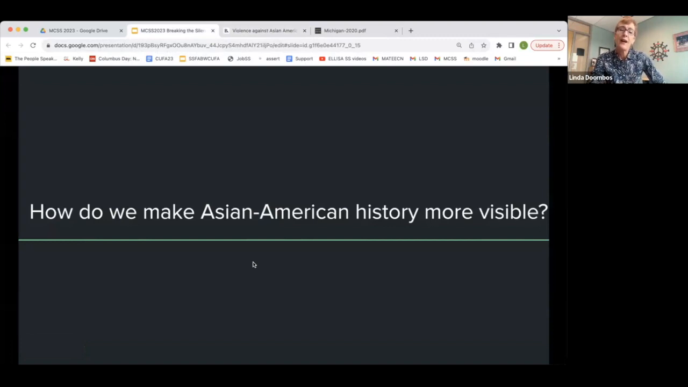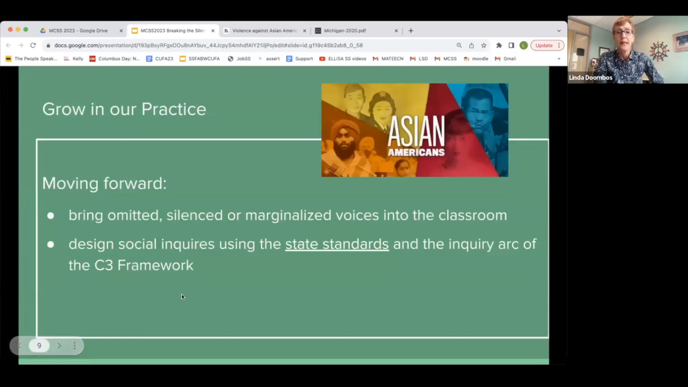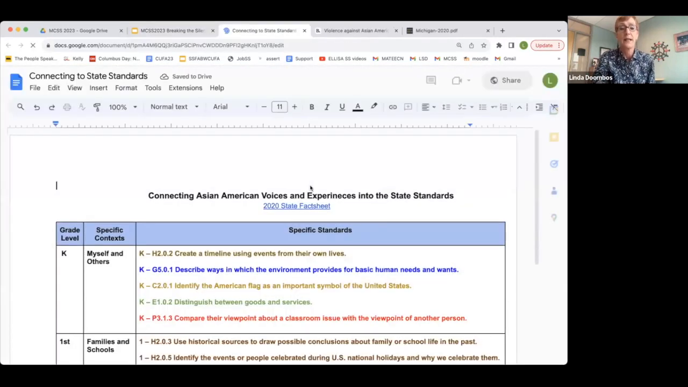So how can we make Asian American history more visible in our classrooms? And so we need to grow in our own practice. We need to be committed and to have this heart for bringing omitted, silenced, or marginalized voices into our classroom. And we can do that by designing these social inquiries using the state standards. And what I did was I looked through Michigan standards and I went K through 5 and I thought, where is the angle? Where's the content angle that we could use the standards to justify the work that we want to do in our classrooms?